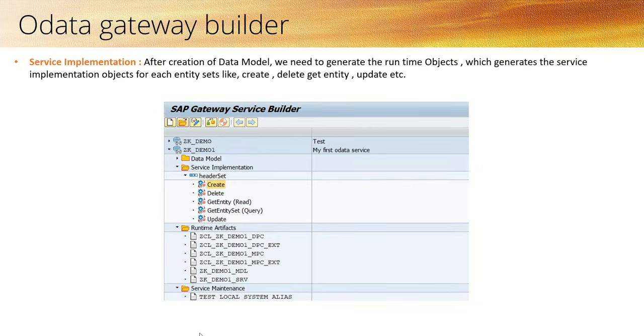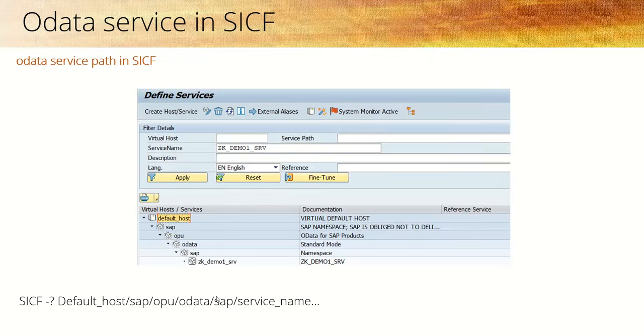Once we implement all the methods, we have to register the service in the SAP system. Once we register that service, then in the transaction code SICF, we can see that service by this path. I just explained this in a theoretical way. Now I will log into the SAP system and see all this in the SAP system.